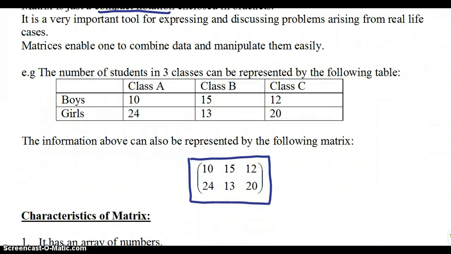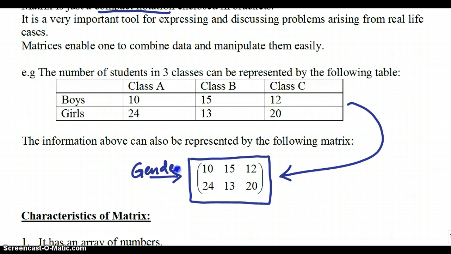If you look at the example in the worksheet, we have a table showing the number of students in 3 classes and the breakdown of boys and girls. With a table like this, we can write it as a matrix. You realize that when you write it as a matrix, the headings of the rows and the columns disappear. But when we define a matrix, we must be very clear that the rows here represent the gender, and the columns here represent the class.